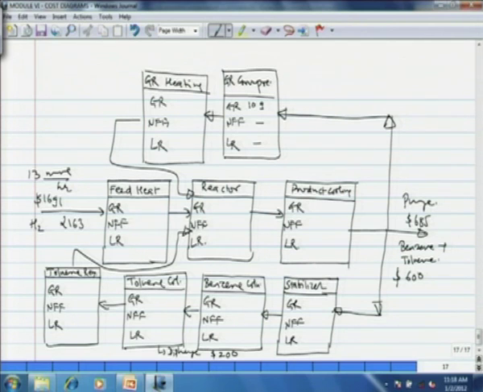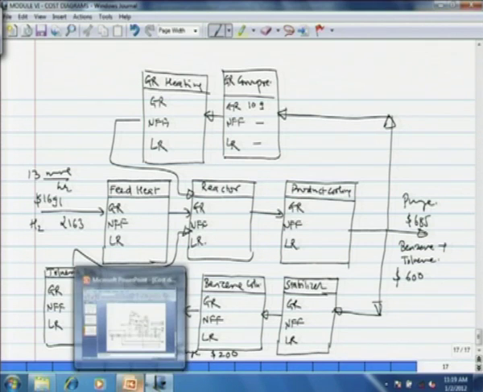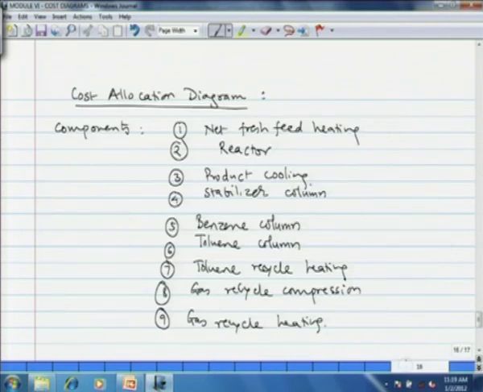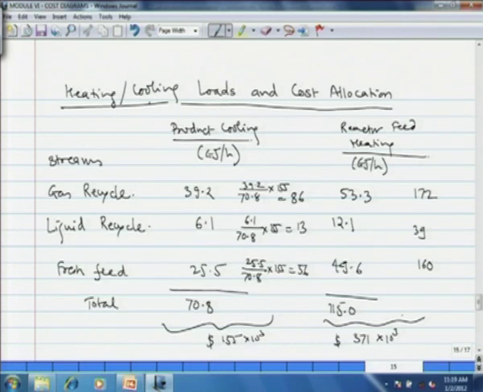Okay. Now, gas recycle heating. If you go to the heating and cooling loads, you will find the gas recycle heating is $172,000 here. So, that we put here.